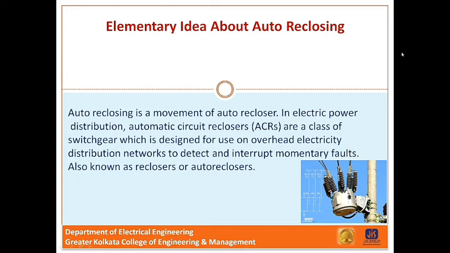Reclosers are often used as a key component in smart grids as they are effectively computer controlled switchgear which can be remotely operated and interrogated using SCADA or other communication. This capability allows utilities to aggregate data about their network performance and develop automation schemes for power restoration. This automation can either be distributed or centralized.